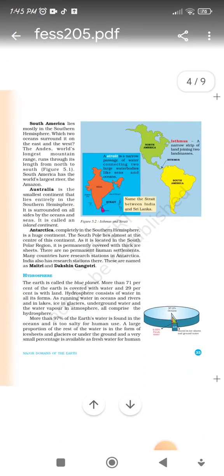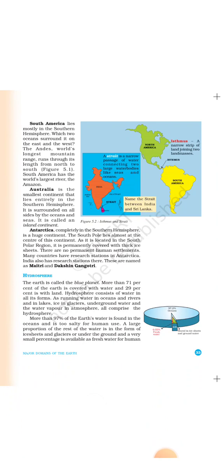Okay. Now South America lies mostly in the southern hemisphere, with 2 oceans surrounding it on the east and west, and the Andes, the world's longest mountain range, is also here. South America has the world's largest river, the Amazon. See in this map, figure number 5.2, North America is connected with a short strip. It's called an isthmus, a narrow strip of land joining two land masses, here North America and South America.